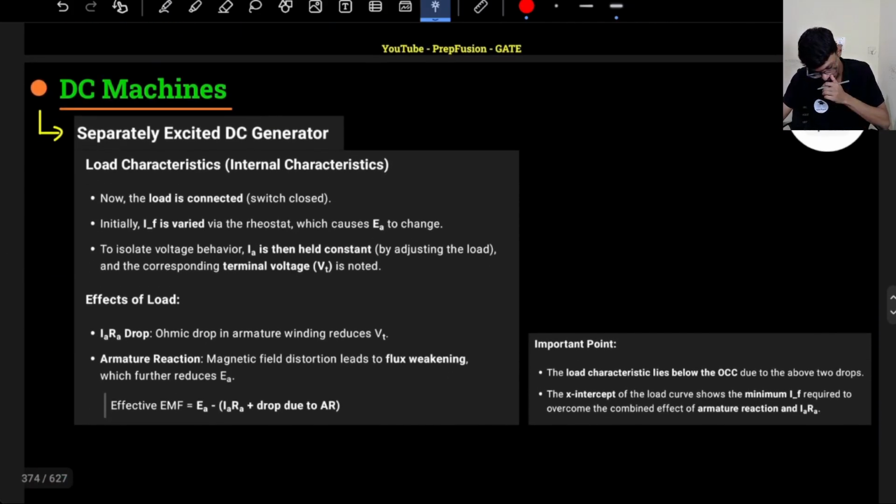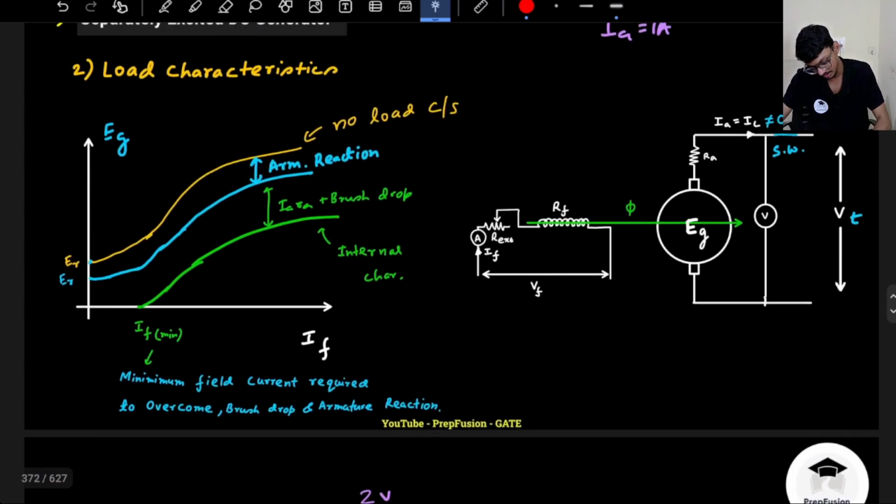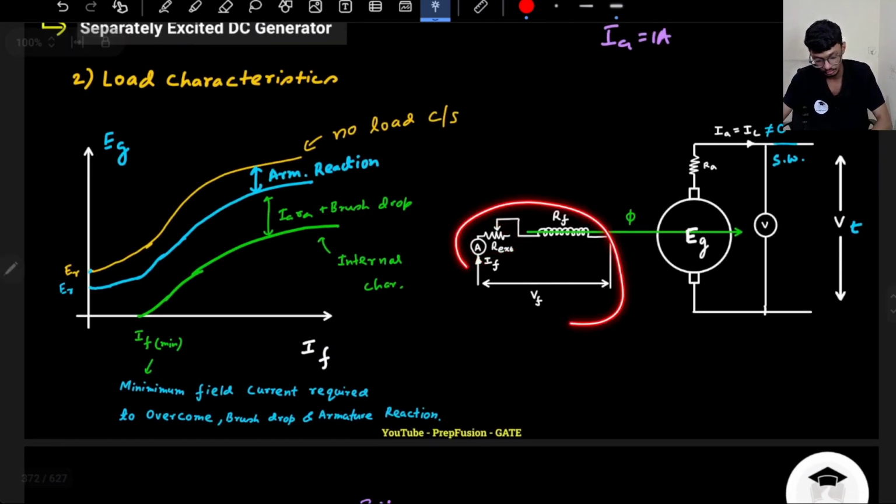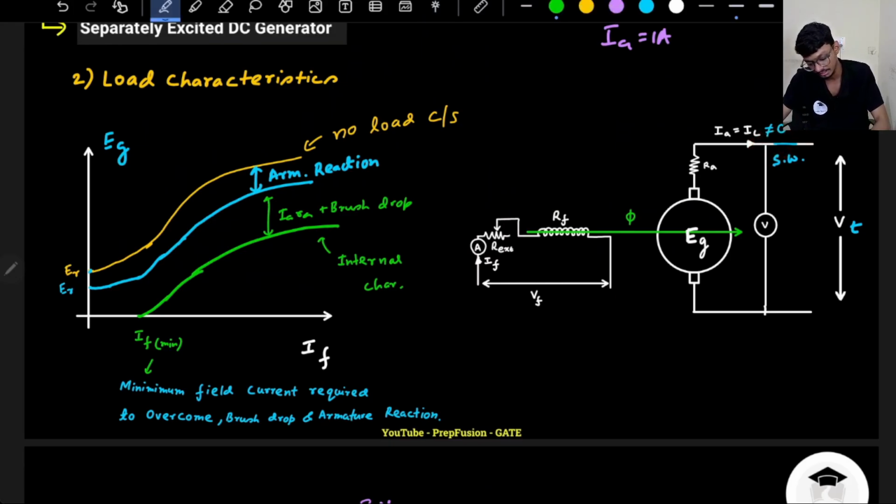So here, the same thing we discussed applies. Again, the circuit diagram will be the same. Here the external resistance will be connected, so we will only vary our field current. The switch will be closed, so there will be a constant load connected. Let's assume that I am connecting a constant current source at the output.